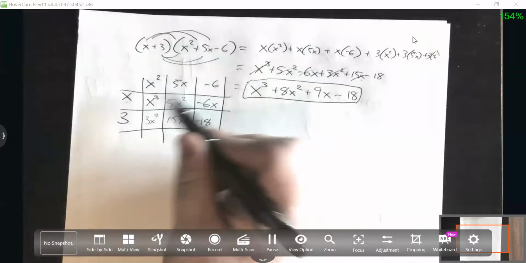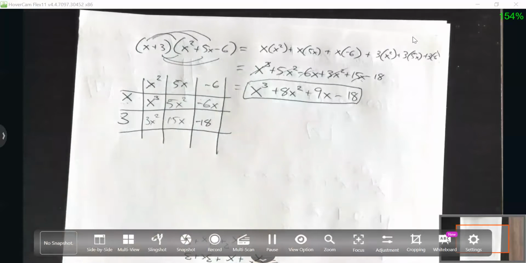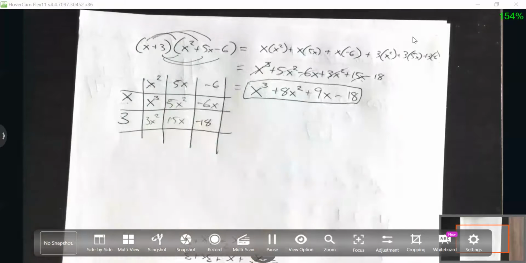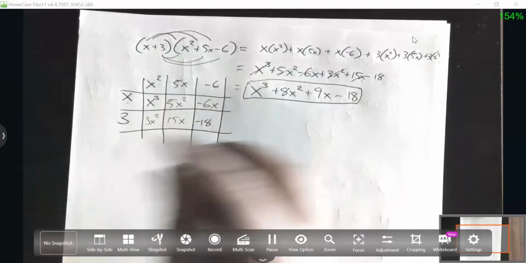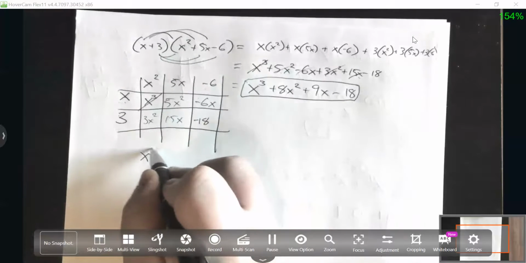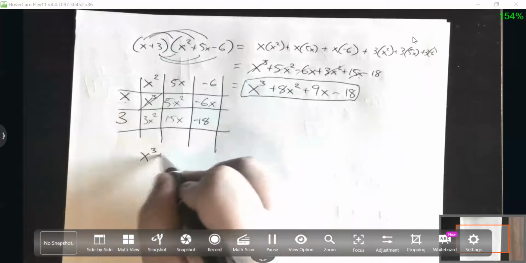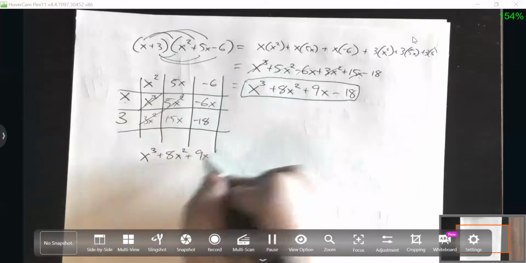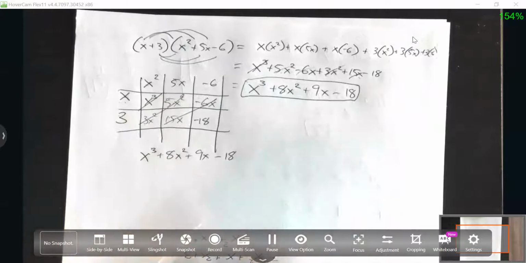Now I can just combine these guys. If you have all of the proper terms in the right order, you'll be able to look at diagonals. If there were missing terms, the diagonals will not be quite as good, so you have to be careful with it. But in this case, we'd have an x cubed, we'd have an 8x squared, we'd have our 9x, and then we'd have our -18.